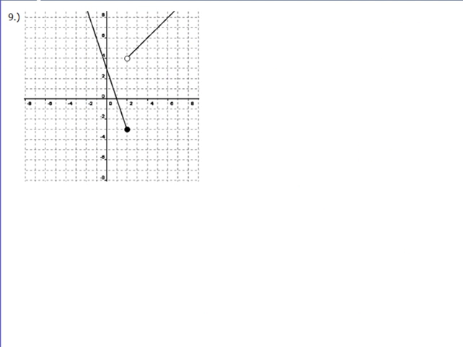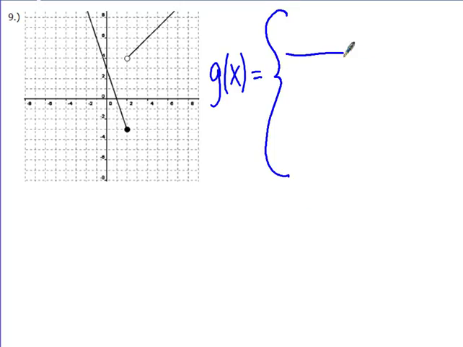Okay. We've got to come up with a name. What do we want to name this? Of course, you're saying something different. I'm going to use g of x. And how many pieces do we have? 2. We have 2 pieces. So we're going to draw that funky bracket. We're going to set it up.